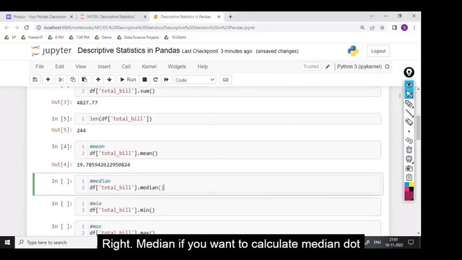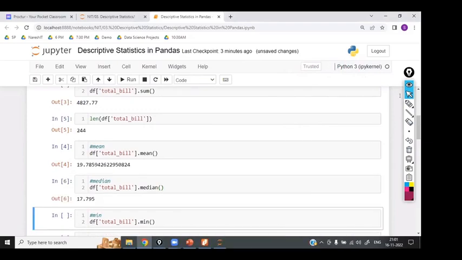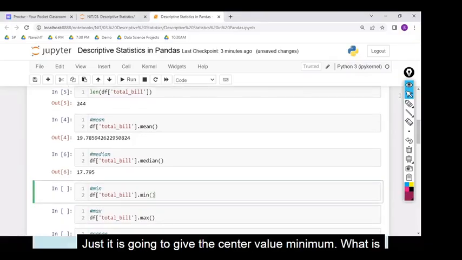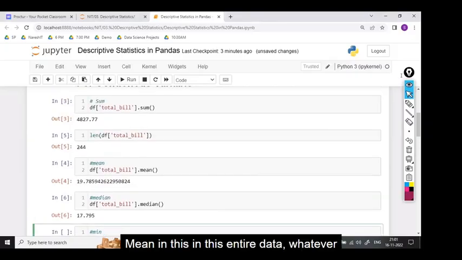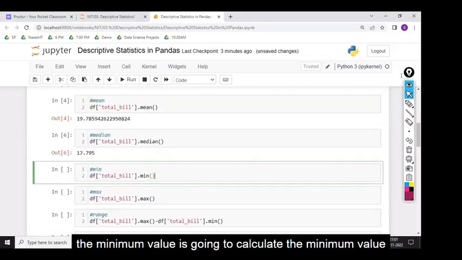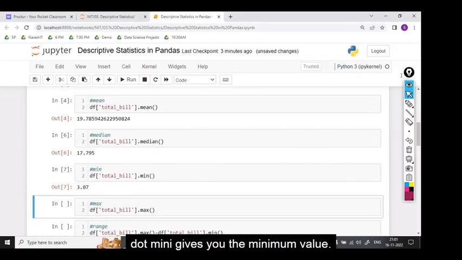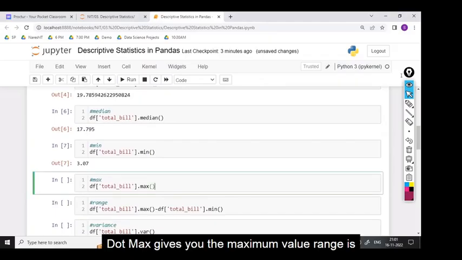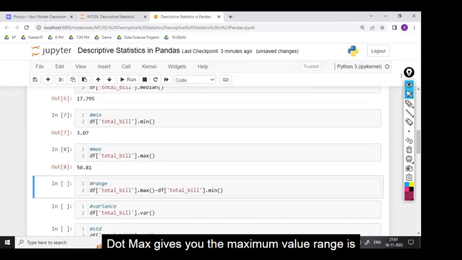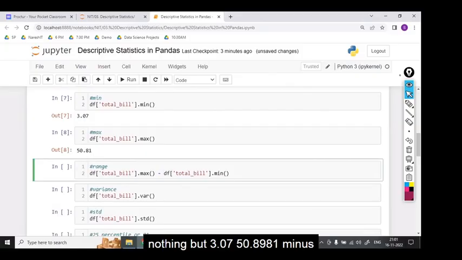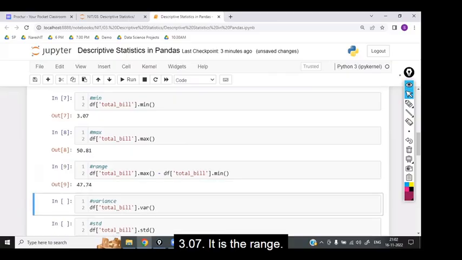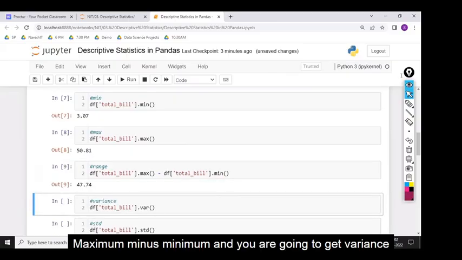Median. If you want to calculate median, dot median. Median is nothing but the center value. Minimum. What is the minimum value? In this entire data, whatever the minimum value is there, it is going to calculate. Dot min gives you the minimum value. Dot max gives you the maximum value. Range is nothing but maximum minus minimum. That is 50.81 minus 3.07. It is the range, maximum minus minimum.